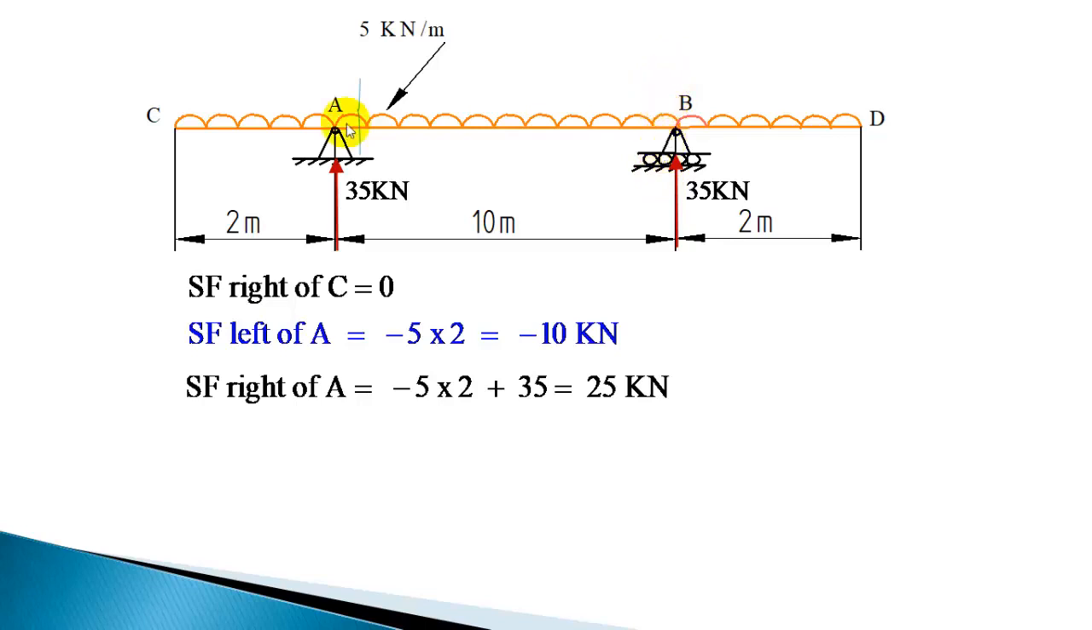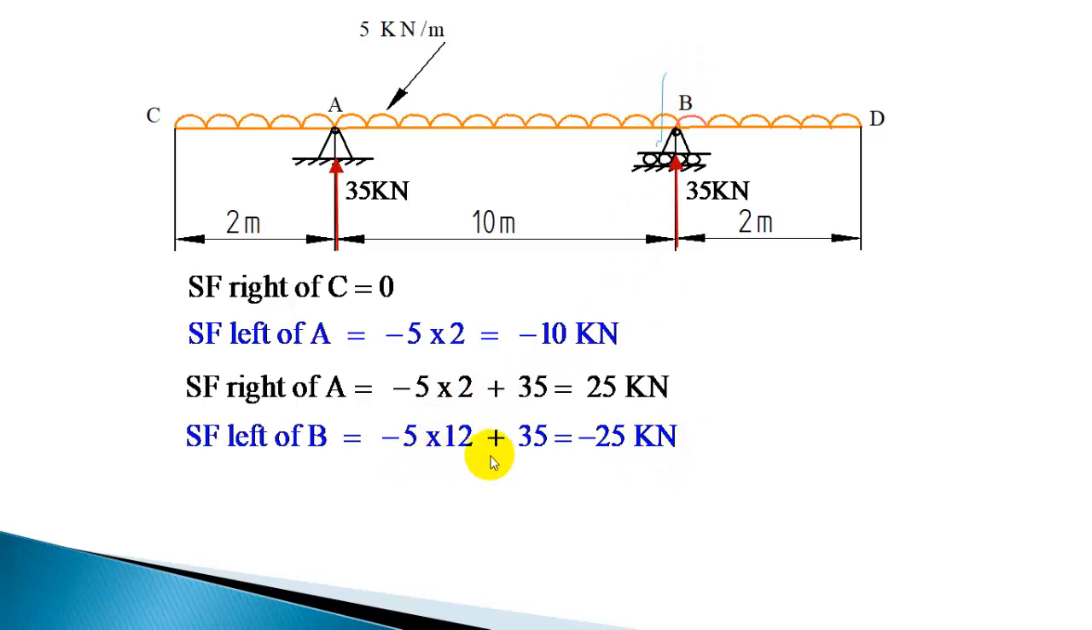Left of B, additionally another 50 is coming, a 50 downward load due to UDL. UDL is 5 kilonewton per meter for 10 meter. So the additional load coming is 50 kilonewton downward. So when you move from this section to this section, there is an additional 50 kilonewton which is downward, so minus. Whatever shear force you have for the previous section, minus 50, will give the shear force left of B, that is minus 25. Minus 25 is the shear force left of B.